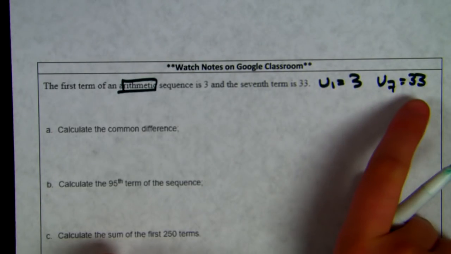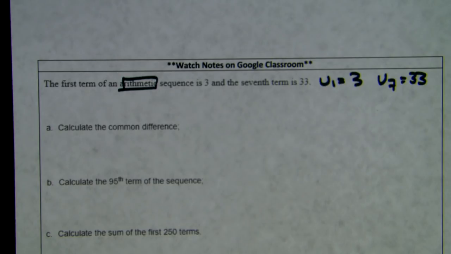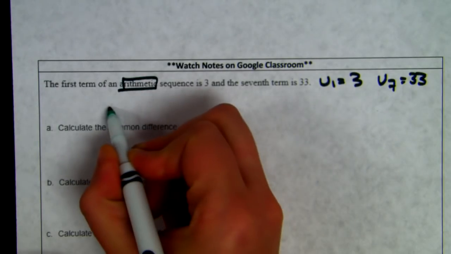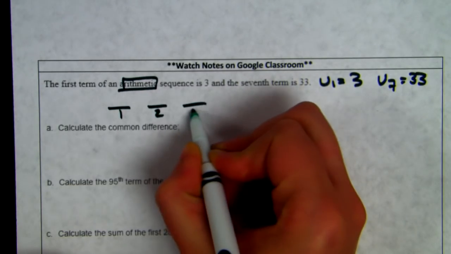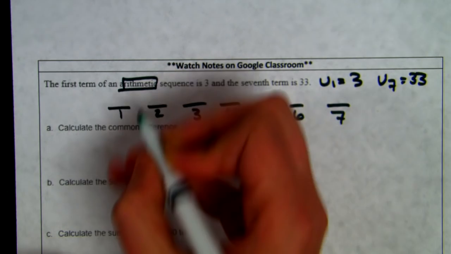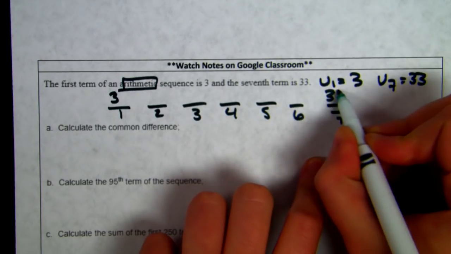All right, so first term was 3, 7th term is 33. My first question asks us to calculate the common difference. So normally we would take the second term minus the first term and find the common difference. We can't do that here because we only have the first term and the seventh term. So the way I like to do it is to write out the terms that I have. So here I know my first term is 3 and my seventh term is 33.